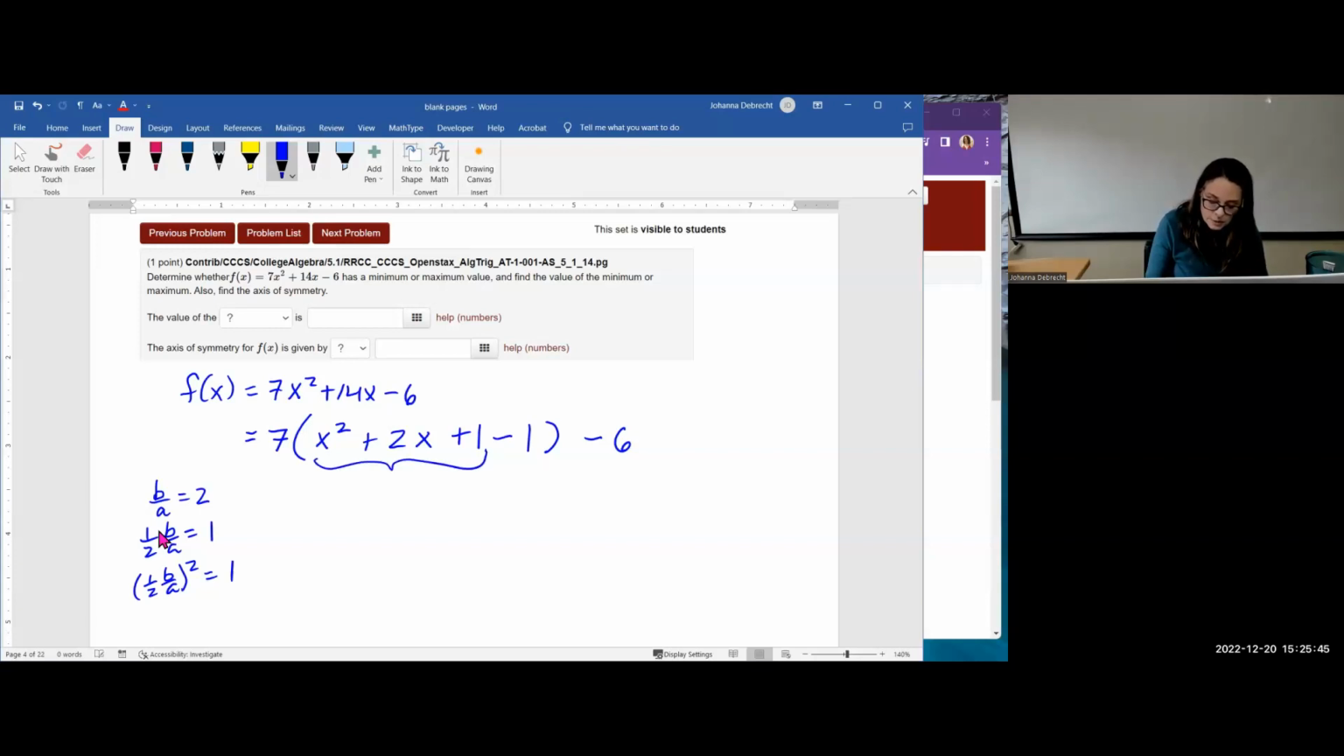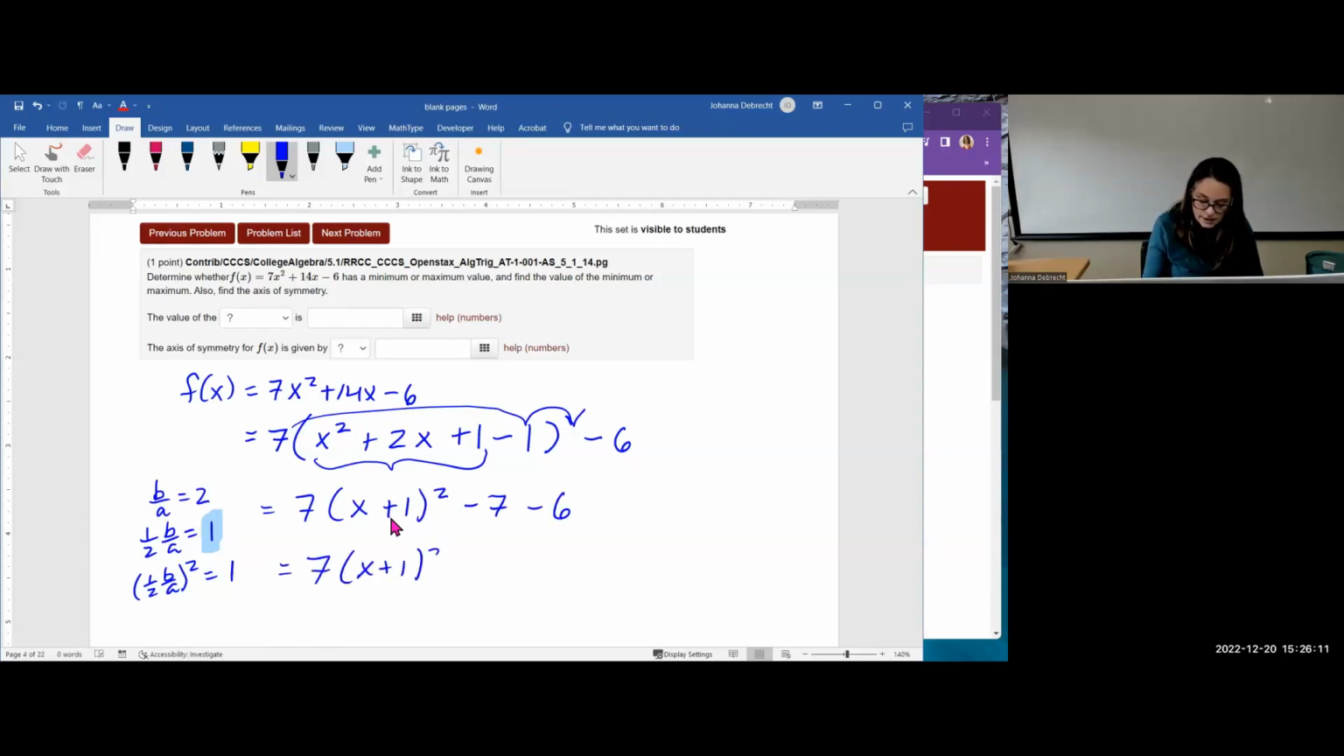The first three terms, we're going to factor. It's always going to give me x, and then whatever this is, sign included, is going to go inside the binomial square. Now I have to compensate for what I did there by bouncing this guy out of the parentheses, and 7 times -1 is a -7. Then we have minus 6. So we can write 7 parentheses x plus 1 quantity squared minus 13.